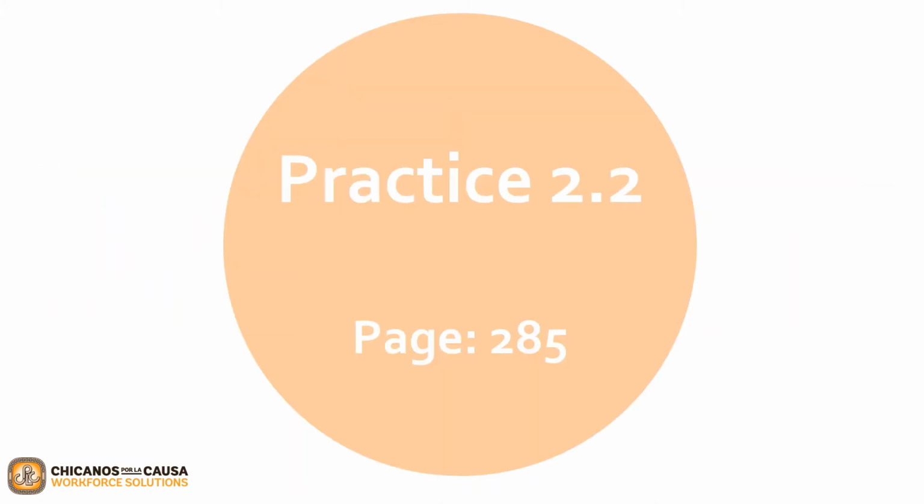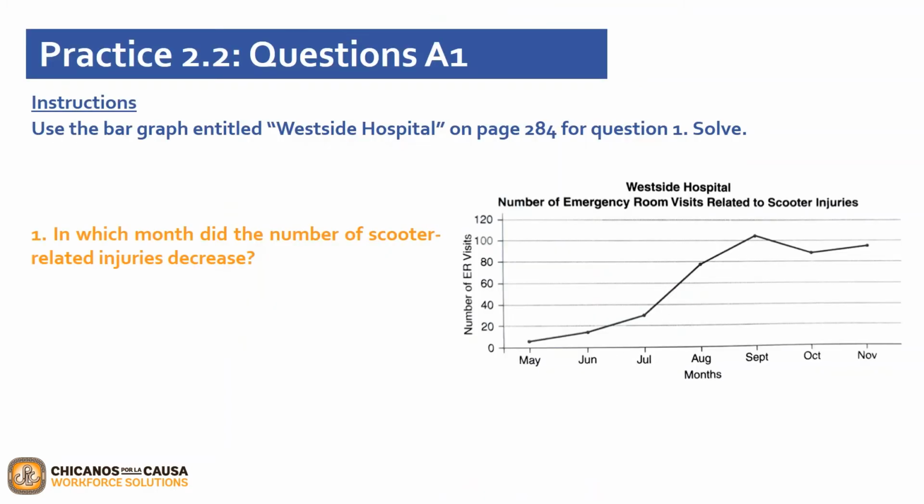We are now moving on to practice 2.2, found on page 285. Using the bar graph entitled West Side Hospital, found on page 284, go ahead and solve for question 1. Pause the video to solve this question, and when you are ready to review it together, go ahead and click play.